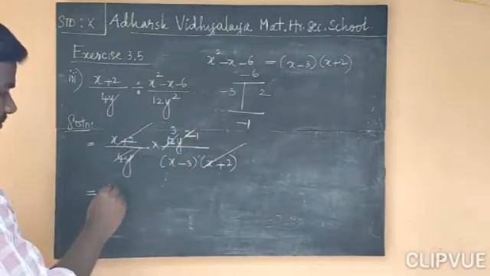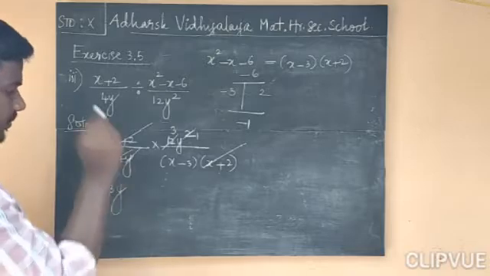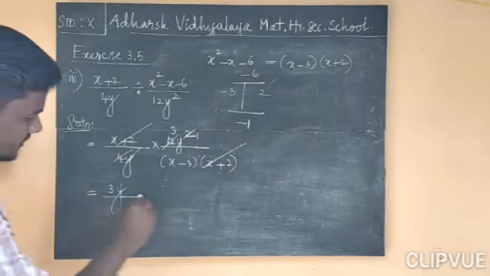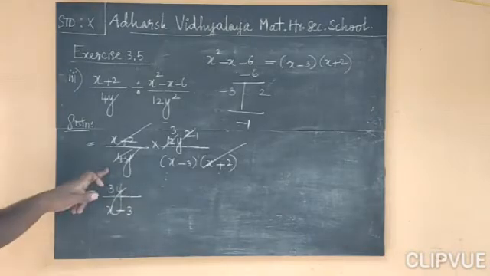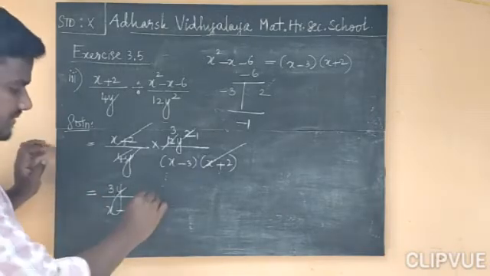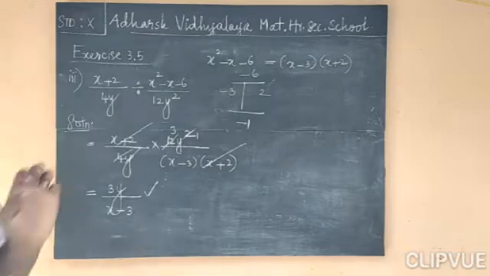So what do we have? 3y in the numerator, and the denominator has x minus 3. So 3y divided by x minus 3. This is the required answer.